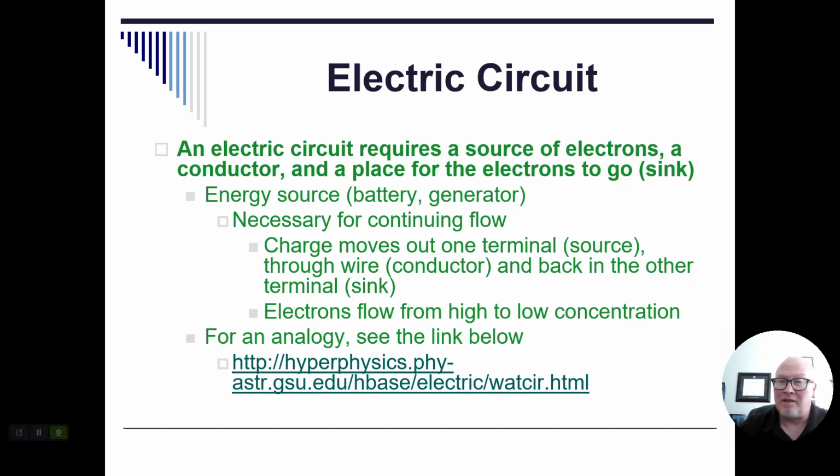So the electrons that are in the battery are going to be coming out of the battery, going through the circuit, and then back. So it creates one complete circuit. The charge moves out of one terminal through the wire and back to the other terminal. As the electrons flow from high concentration to low concentration, you will see this electrical current being formed.